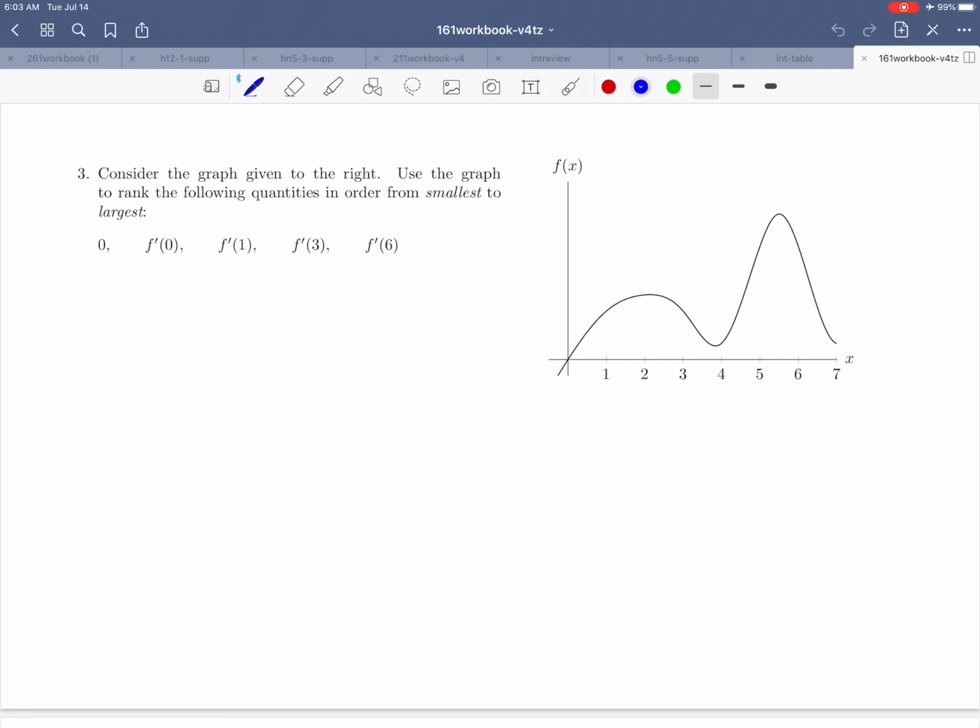Hello everybody, and welcome to exercise 3 on page 20 of the workbook. In this problem, we're being asked to graphically estimate derivatives. Okay, so let's read this question together.